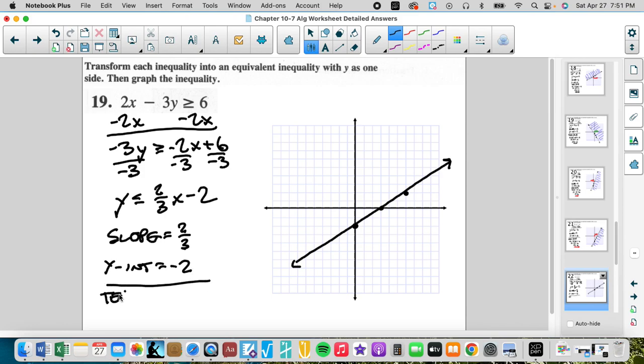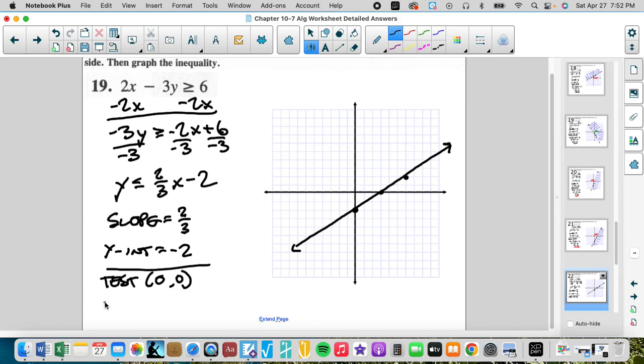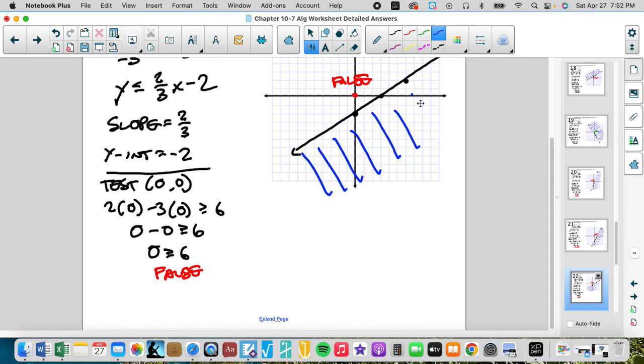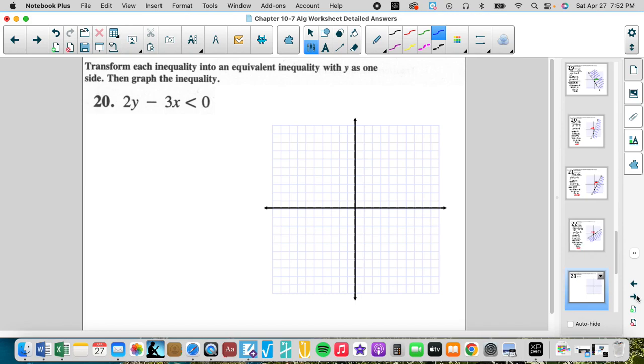Let's test the point 0, 0. We have 2 times 0 minus 3 times 0 is greater than or equal to 6. That's going to be a false statement. 0 is not greater than or equal to 6. Yes, I know I did it in red. I just hit that red button, red pen. That's false. So let's graph the other side of the equation, or the boundary, sorry.